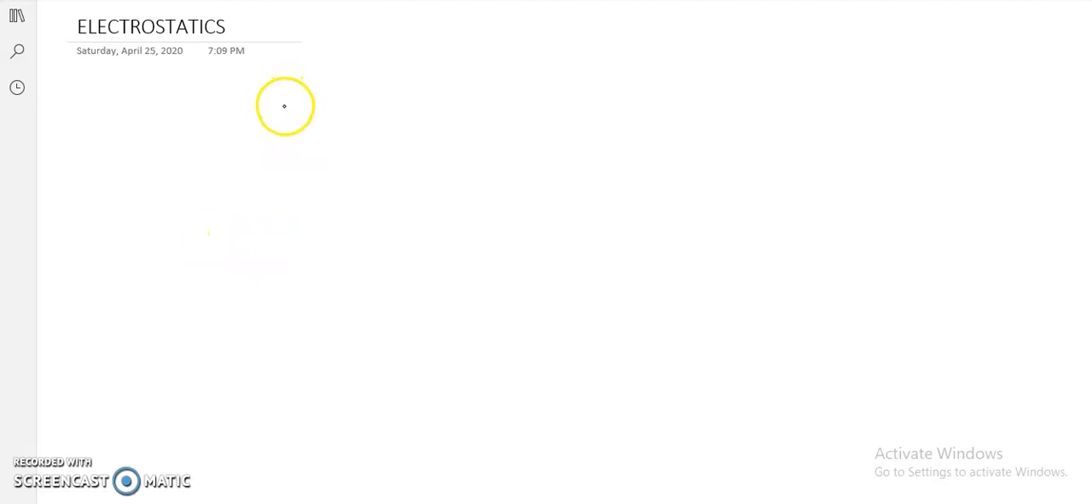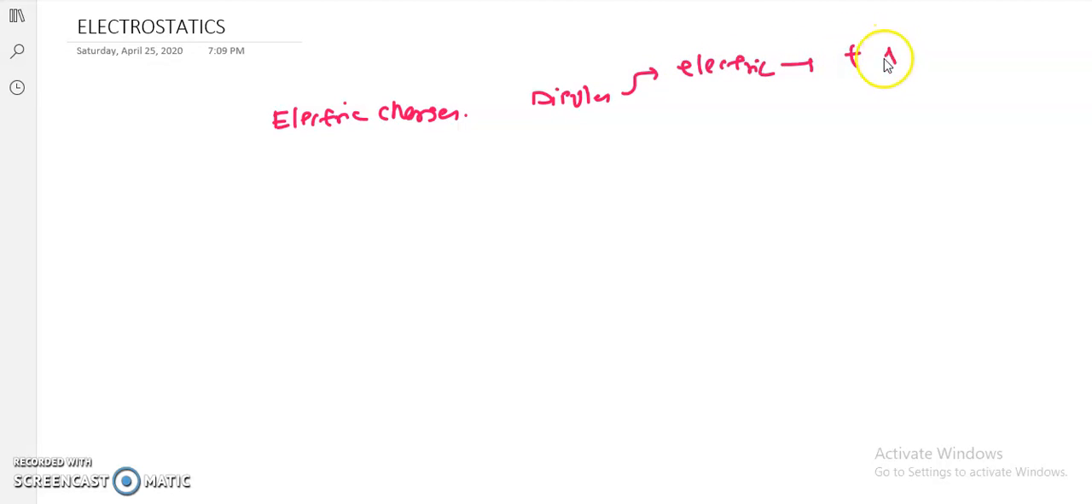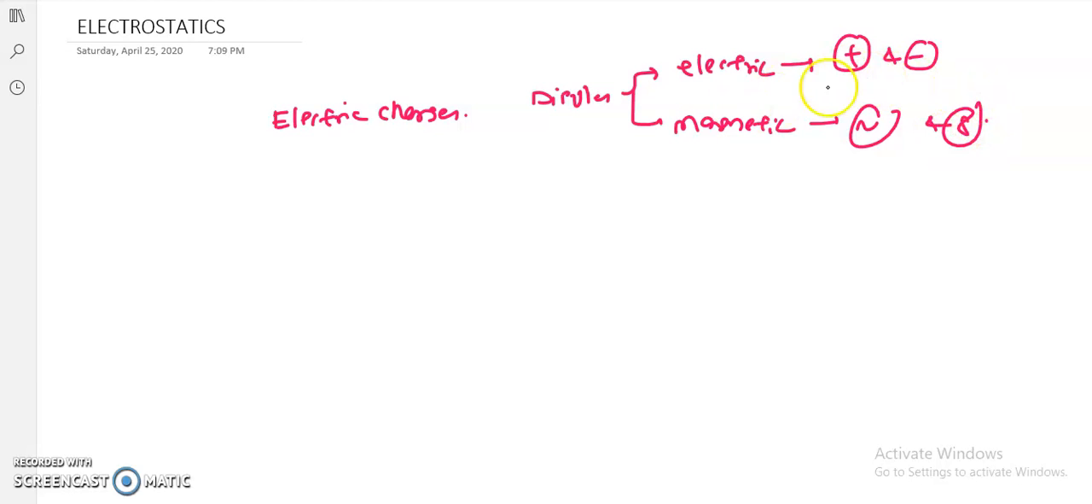So first of all, electric charges. Generally, we have dipoles. Okay, a dipole. If you are talking about electric dipoles, they are positive and negative, that means a positive charge and a negative charge. And magnetic dipoles are the north pole and south pole. Okay, so these are the dipoles. Now, coming to the electric charges, in this topic we are going to discuss the electric dipoles in electrostatics.